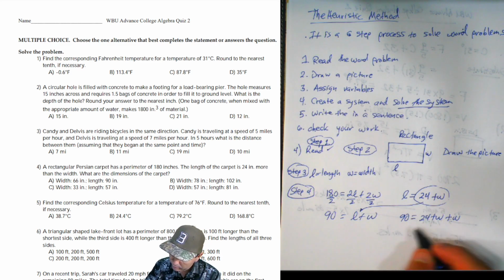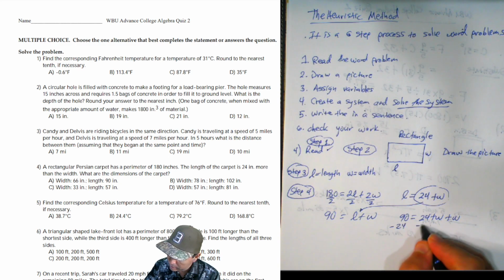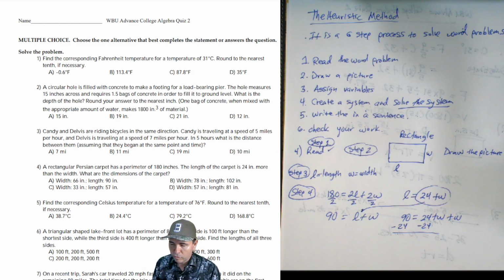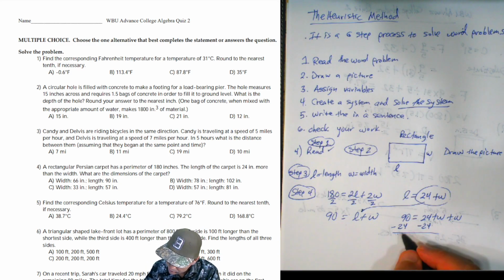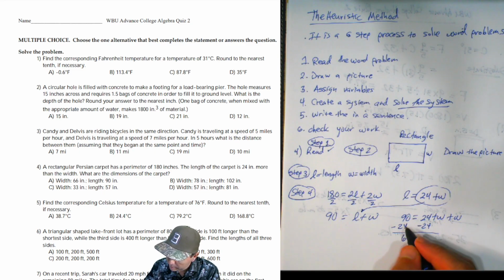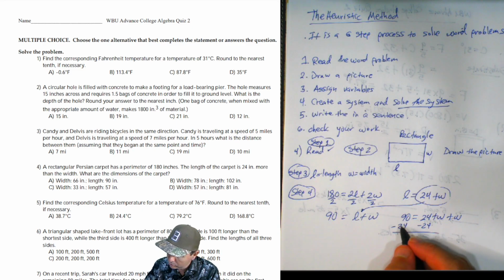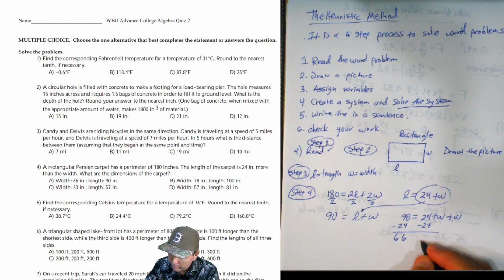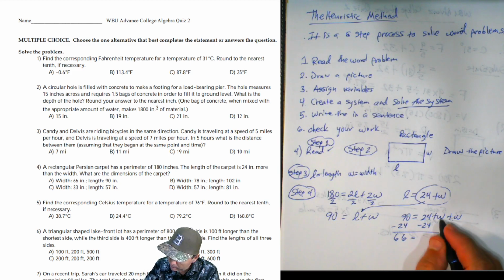So now, what do I do? I subtract 24 from both sides. So what's 90 minus 24? Okay, so that would be 36, right? Because you need 6 to get to 30. And from 30, you need 60 to get to 90. So it's not 36, it's 66, right? So this becomes a 6. 8 minus 2. A 6, right? And then this equals W plus W is 2W.